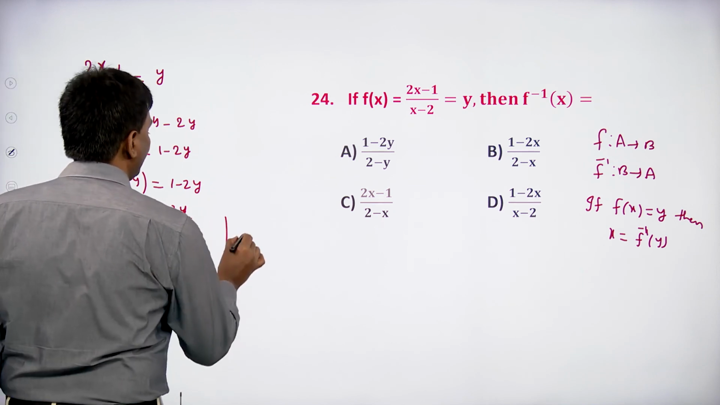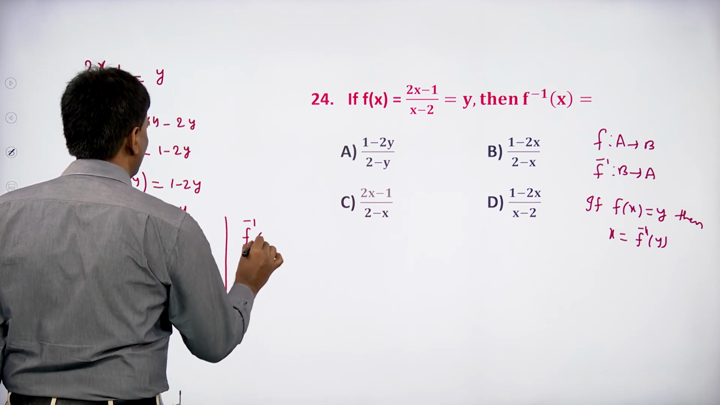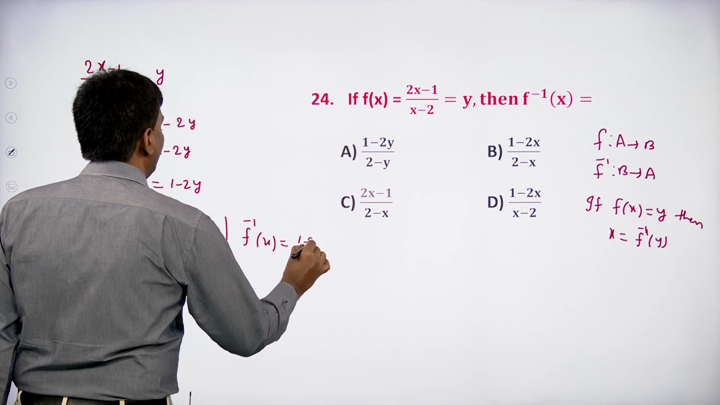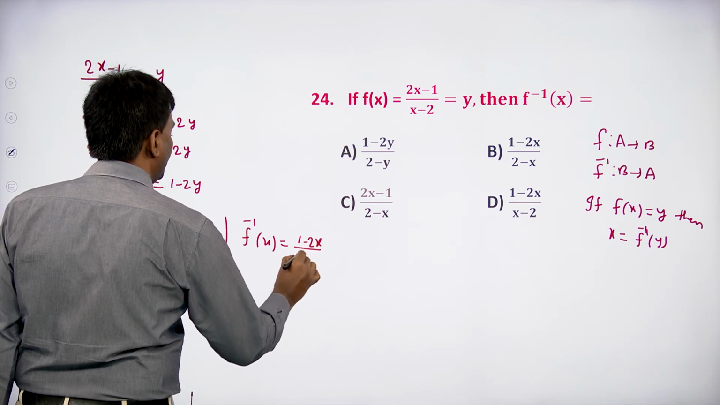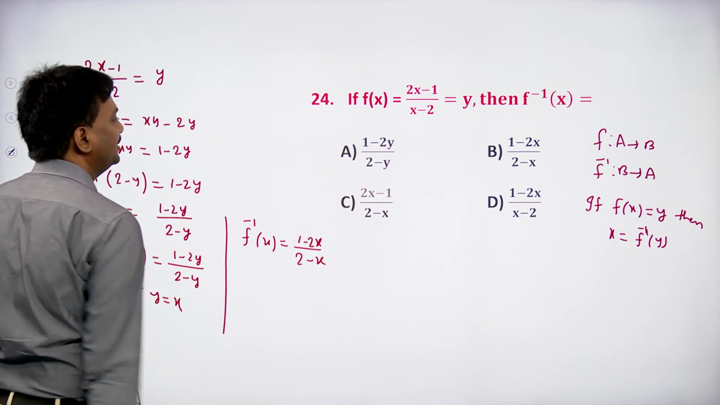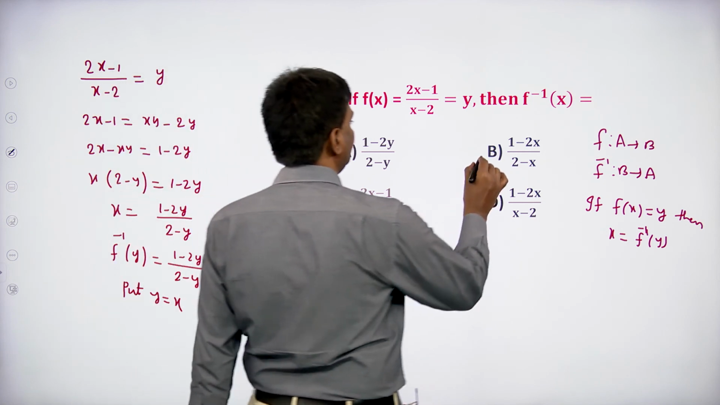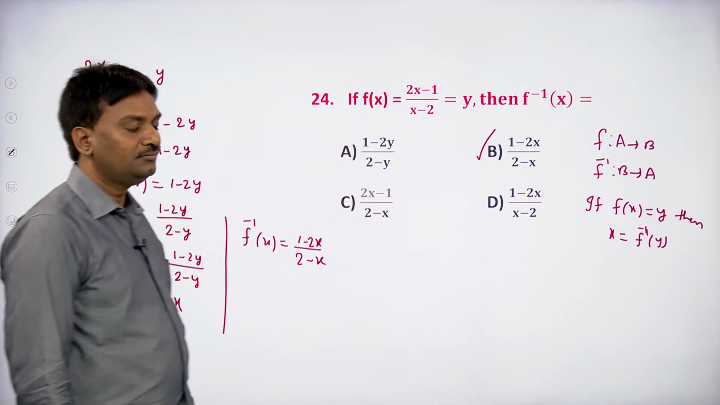So what we get? F inverse of x equals (1 minus 2x) by (2 minus x). So by observing the options, that is option B.